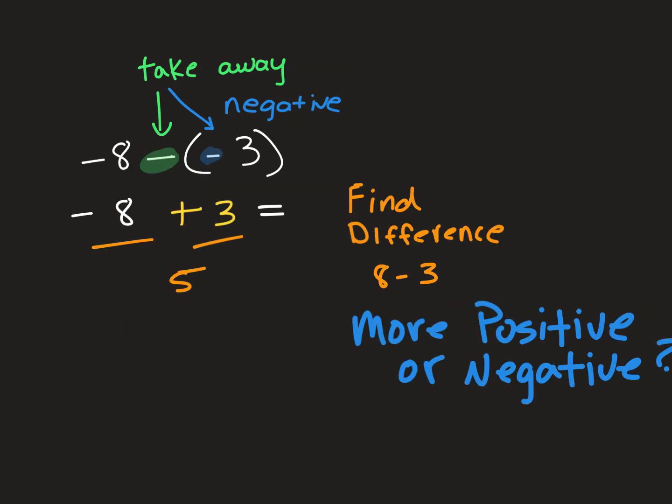And then you need to ask yourself, in the original problem, did you have more positives or more negatives? We had 8 negatives, but we only had 3 positives. Because we had more negatives, that means our sum is going to be a -5. So your final answer here is -5.